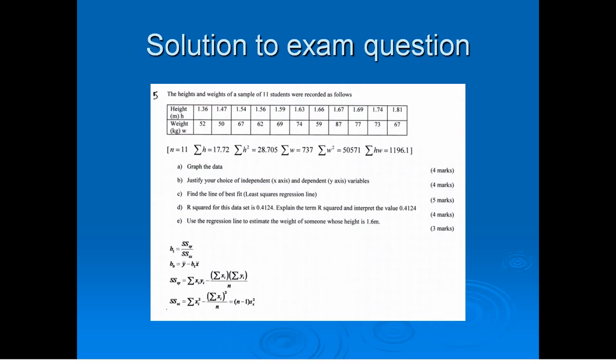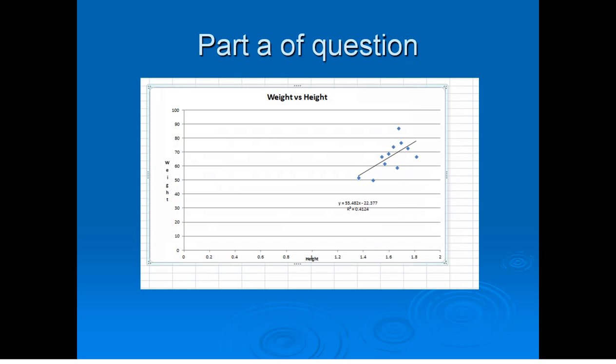First bit of the question was to graph the data. I did this in Excel; you'll be asked to do it by hand. Just a note here, I've given a title, I've labelled the x-axis, I've labelled the y-axis, but if one was being critical, I haven't given the units. I should, by rights, have said that the weight is in kilograms and the height is in meters, if one was being critical.